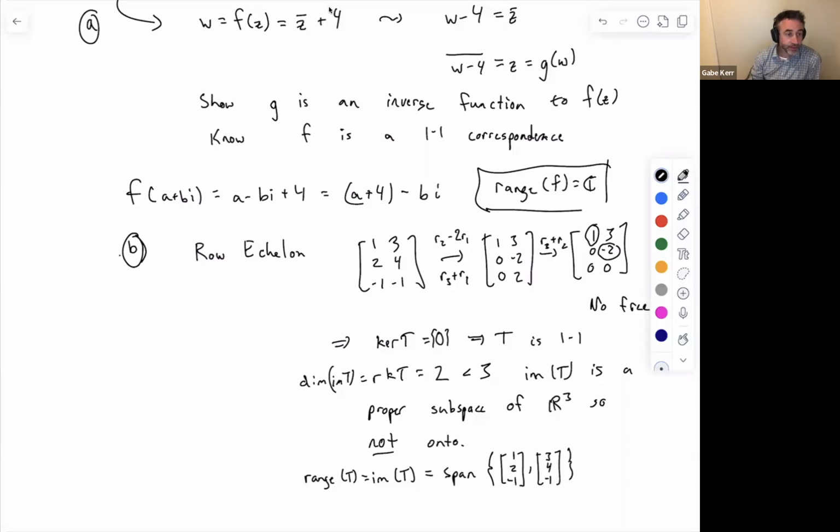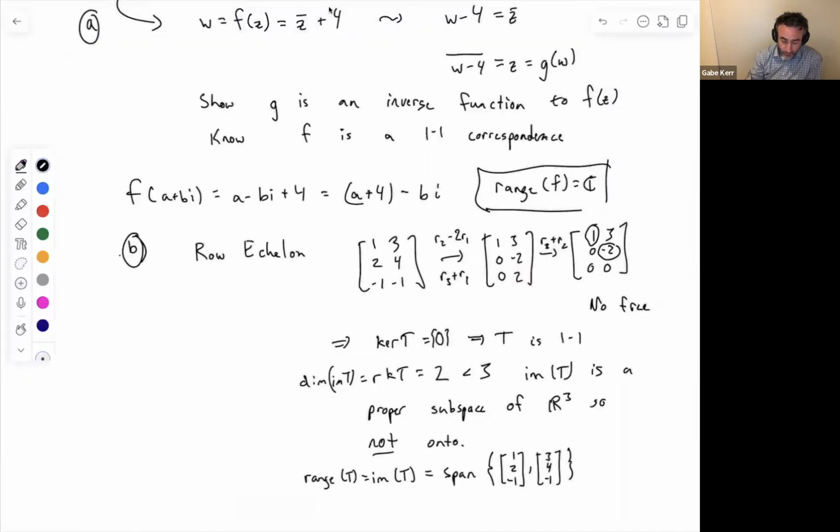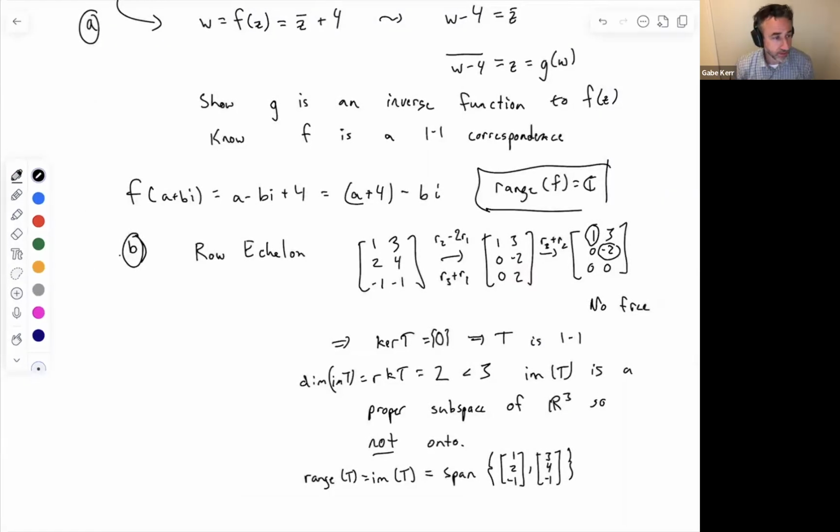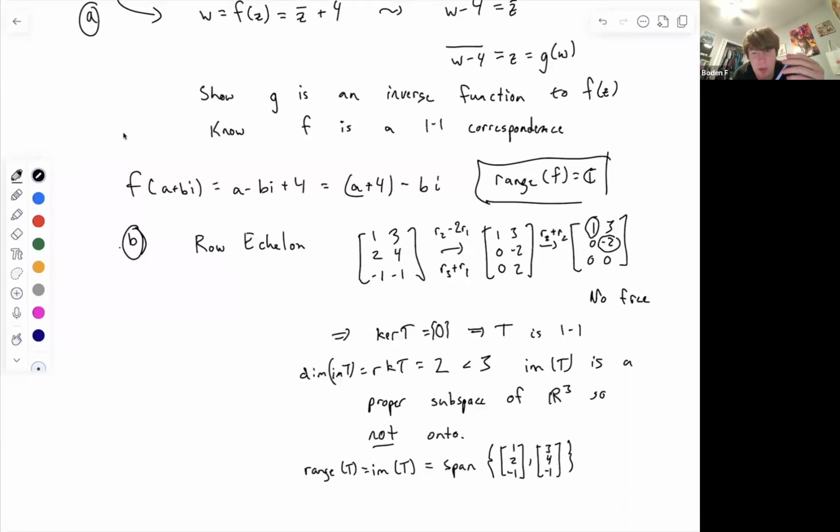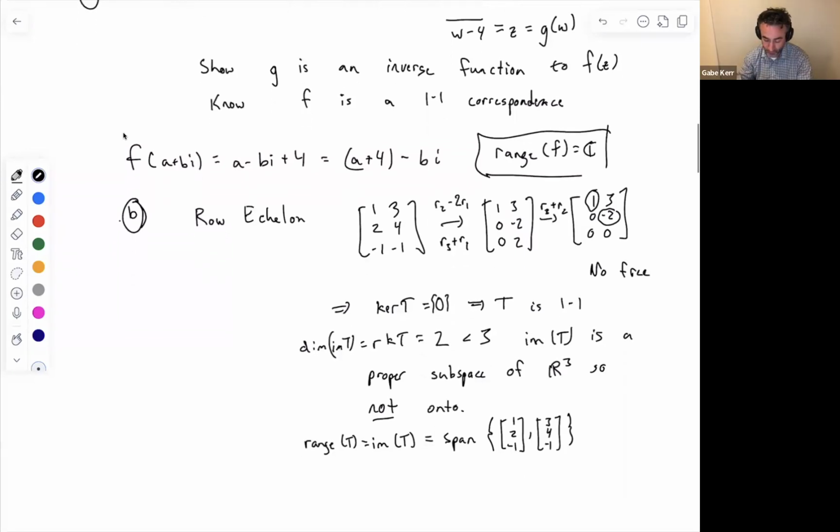Is it okay? You guys are too shy. You should just shout out if it's okay or if it's not. Wait, so you said it's 1-to-1, but not a 1-to-1 correspondence? Not onto, so it's not a 1-to-1 correspondence. Okay. A 1-to-1 correspondence must be both onto and 1-to-1. So this one's just 1-to-1. Okay. Thank you.